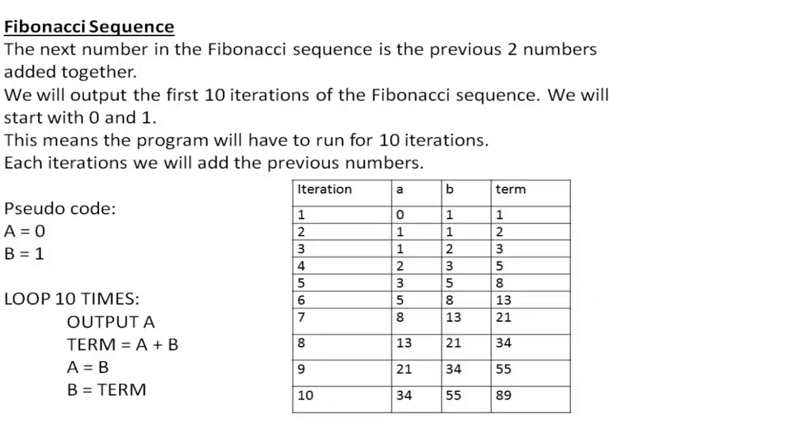In this video, we'll look at how to do the Fibonacci sequence in NMC. The next number in the Fibonacci sequence is the two previous numbers added together. We'll output the first 10 iterations of the Fibonacci sequence, and we'll start with 0 and 1. This means the program will run for 10 iterations. Each iteration will add the previous numbers together.